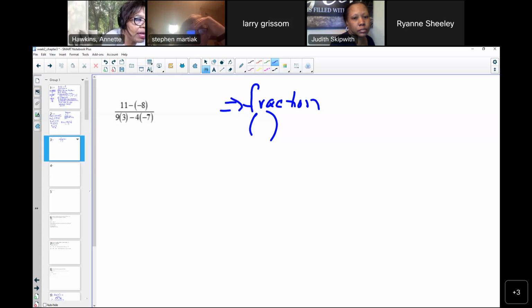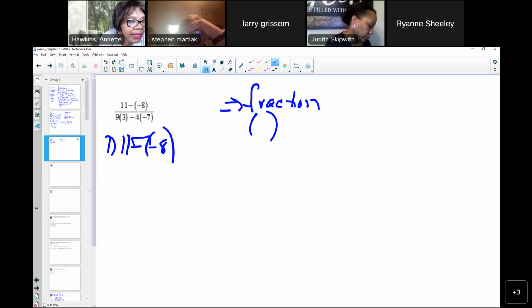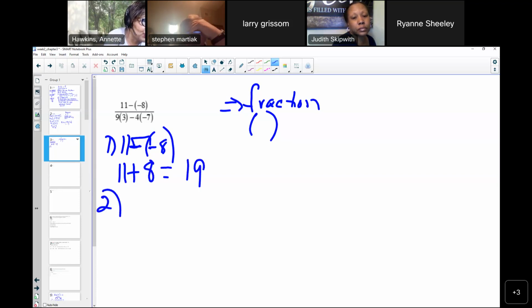So let's do the top. So this is the top. Okay? And we talked about these coming together and canceling, because the definition of this is a subtraction. The definition of subtraction says add the opposite of what's being subtracted. Negative 8 is being subtracted. The opposite of negative 8 is a positive 8. So we get 19. Now that's the top. Let's do the bottom.